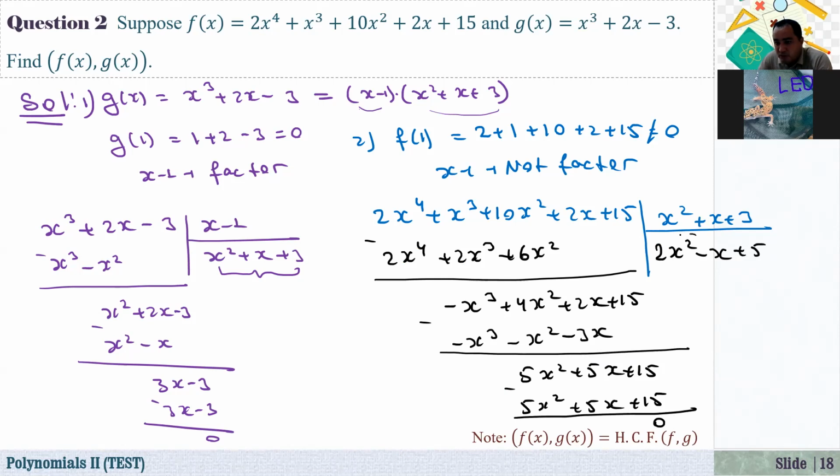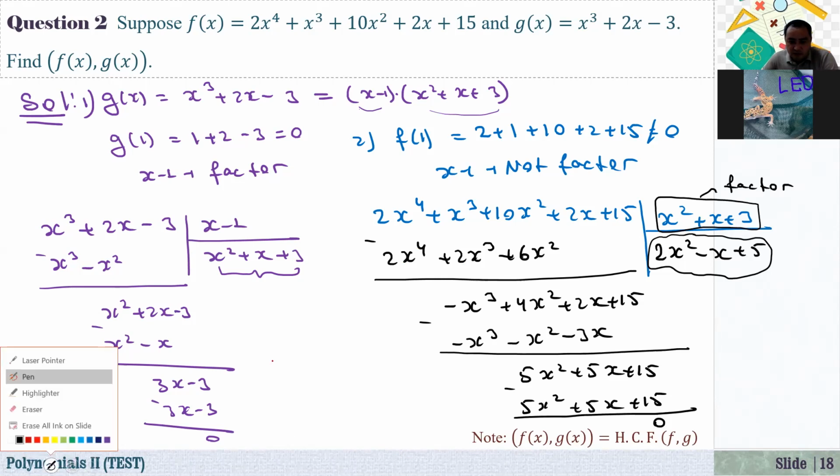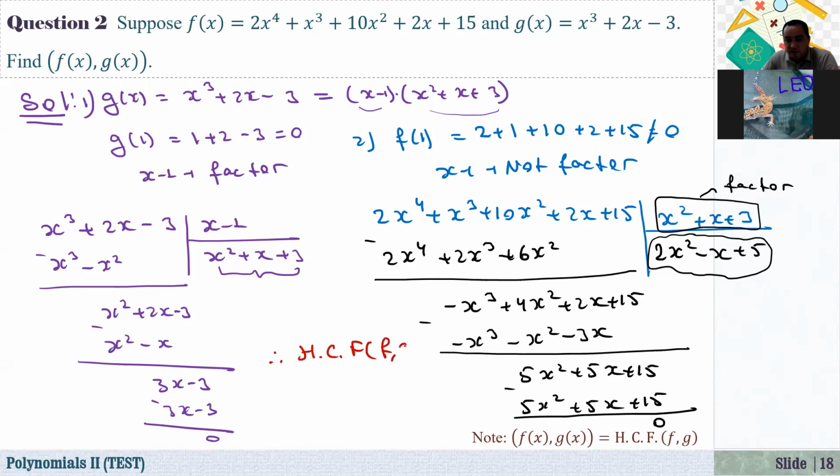So what does it mean? The quotient is 2x squared minus x plus 5, and the remainder is 0, so x squared plus x plus 3 is also a factor of f. It is a factor of f and a factor of g, which means that the highest common factor of these two polynomials is x squared plus x plus 3. So we just write: the highest common factor of f and g is equal to x squared plus x plus 3.